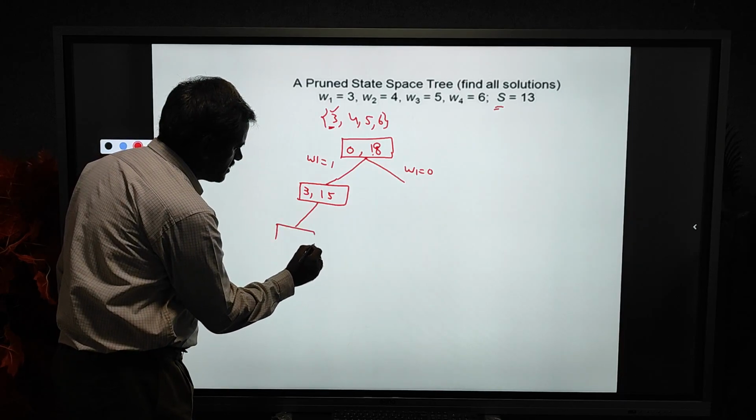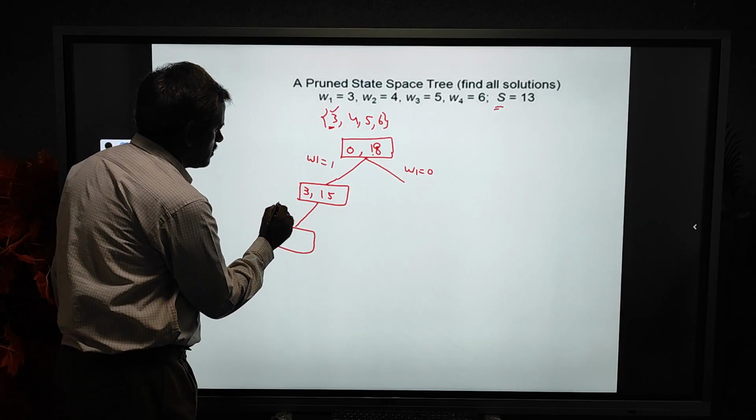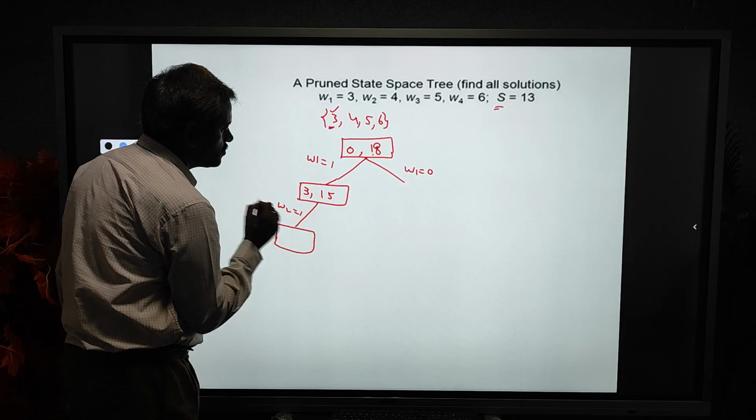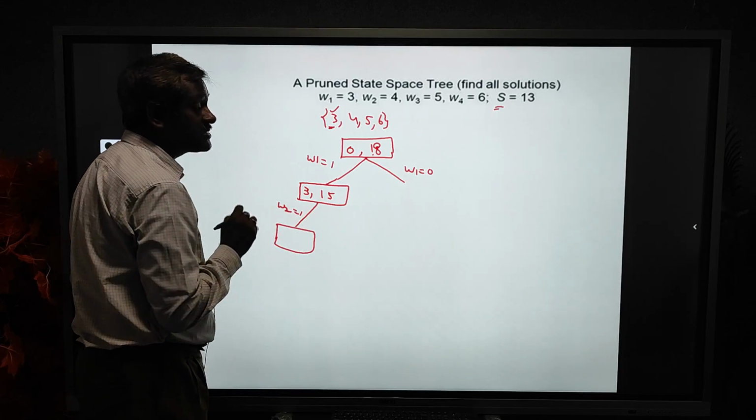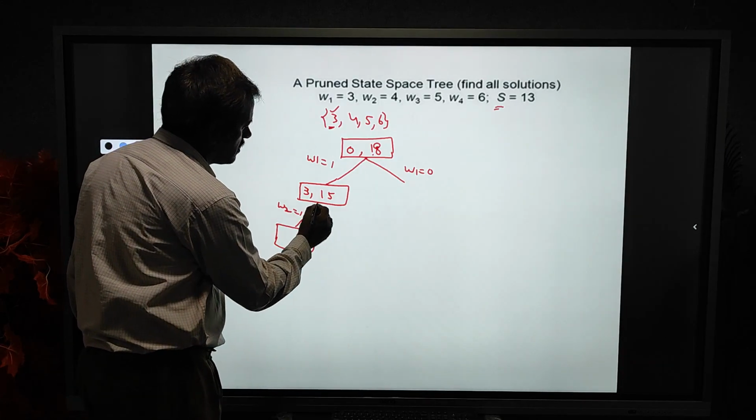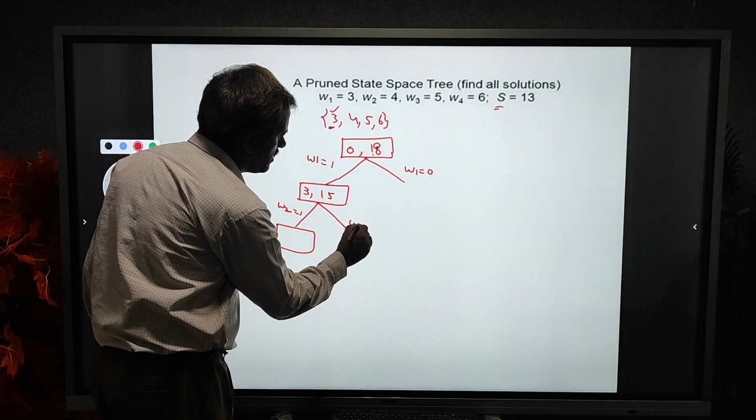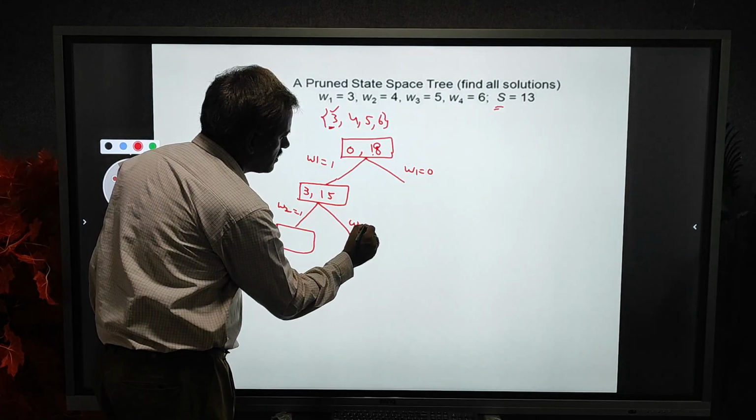Now I am going to consider W is equal to 1. That means I am working on the second element. What is the other possibility? I am not going to consider W2.